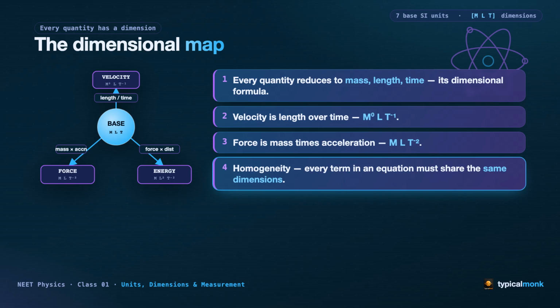And here is the quiet power of all this: the principle of homogeneity. In any physically correct equation, every single term must carry the same dimensions. You cannot add a length to a time, just as you cannot add apples to hours. Rohan once checked a whole exam formula in 10 seconds this way. If the dimensions on both sides did not match, the formula was simply wrong.